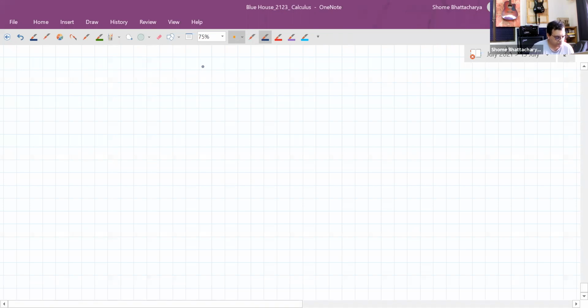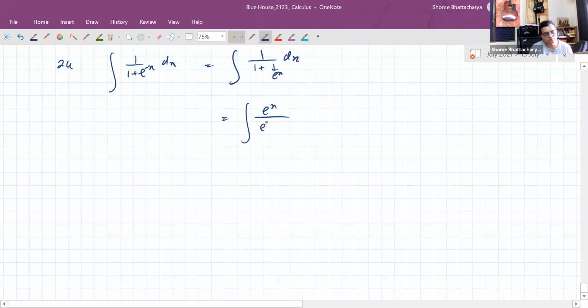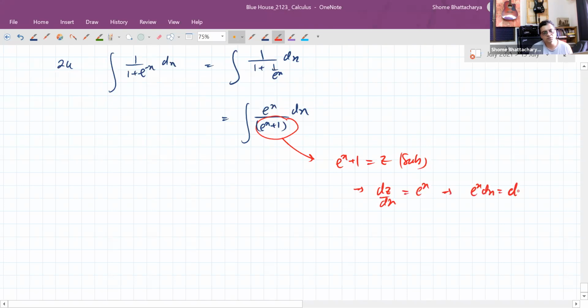Now, next we have to do question 24. 24 is a relatively easier one. You have to just take this one step further. Now you notice that if you take this as your dummy variable, you substitute this, then dz by dx is e raised power x itself. So your numerator becomes dz. So your integral becomes dz by z.